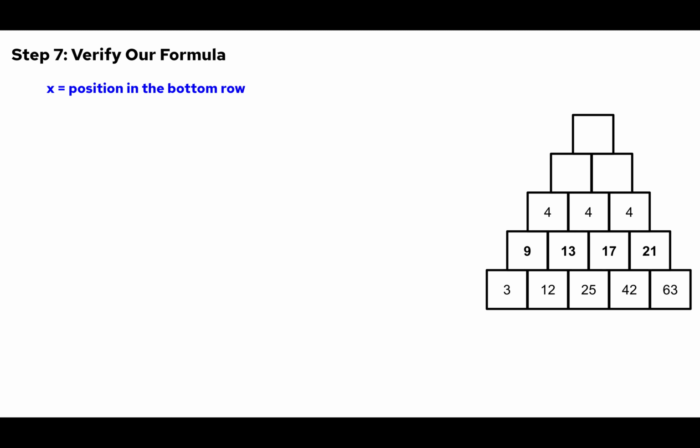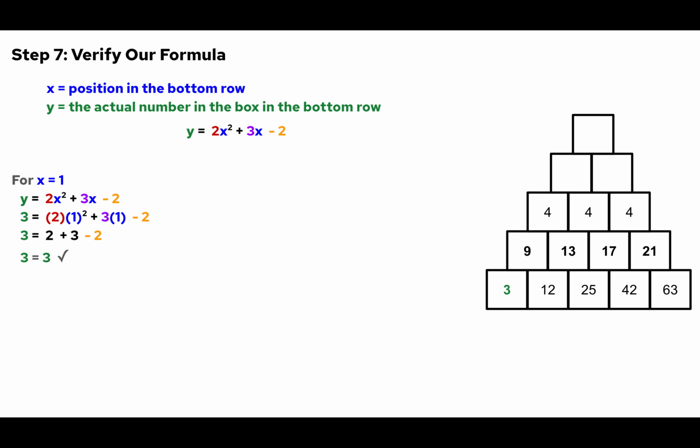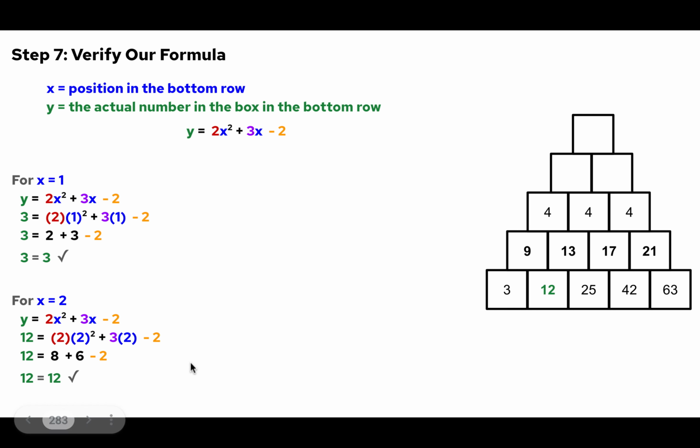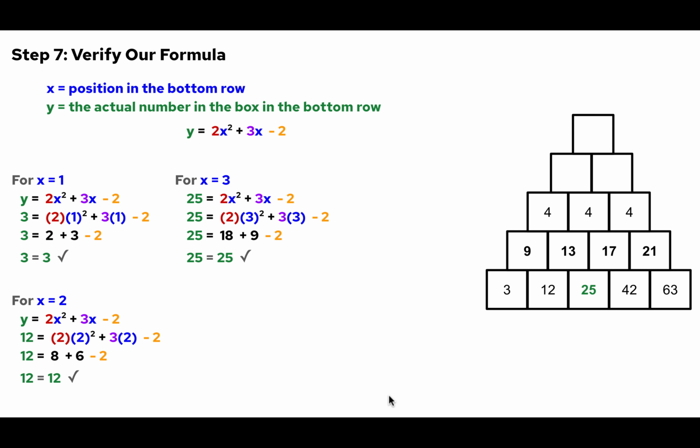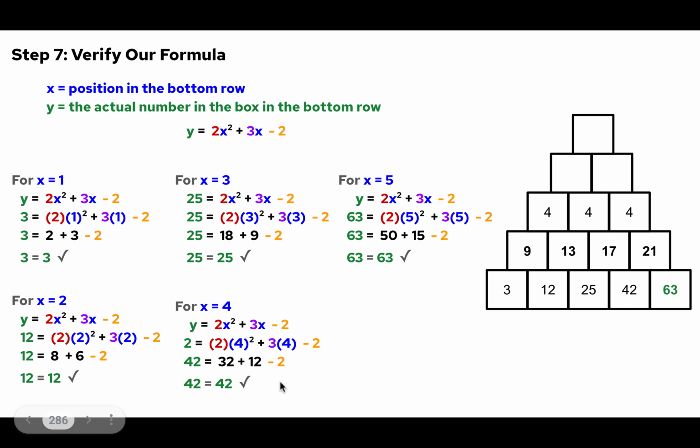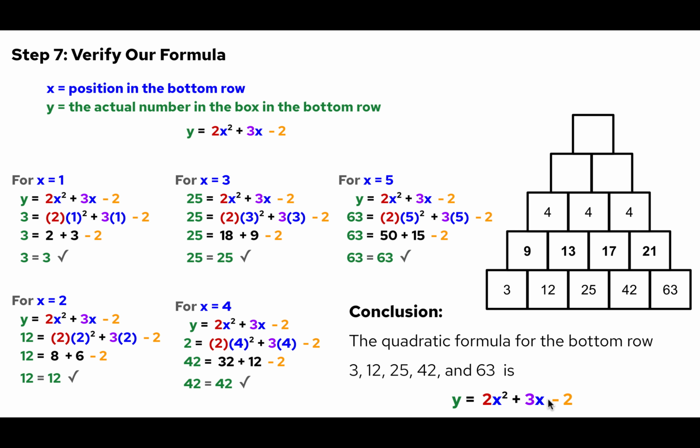And lastly, we need to verify our formula. So let's check it for our position being X and the actual number being Y. And then we'll start with 3. So there's our equation. When X is 1, 3 should be Y, and it checks out. When X is 2, Y should be 12, and it checks out. When X is 3, Y should be 25. Yep. When X is 4, Y should be 42, and that checks out. And lastly, when X is 5, Y should be 63, and that checks out too.